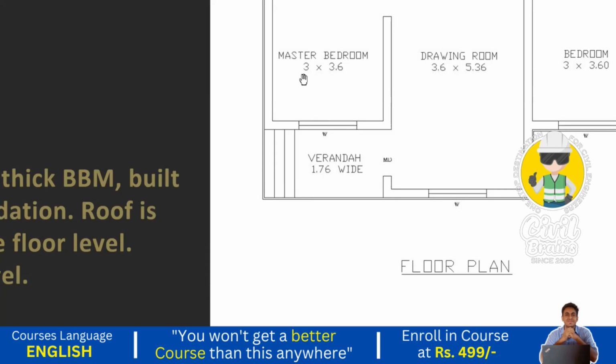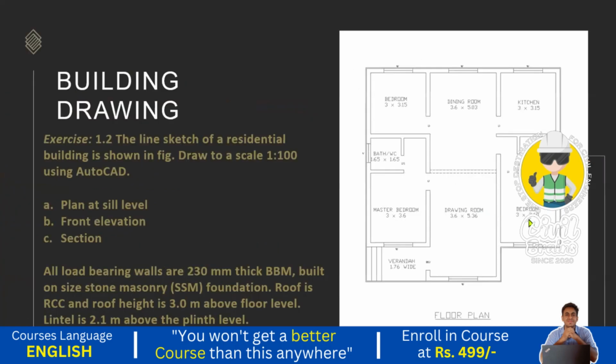These dimensions are given. How do we read and use these dimensions to draw the plan? 3 meter is the width of the room and 3.6 is the length of the room. Here 3.6 is the width of the room, 5.36 is the length of the room, and here 3 meter is the width of the room, 3.6 is the length of the room.